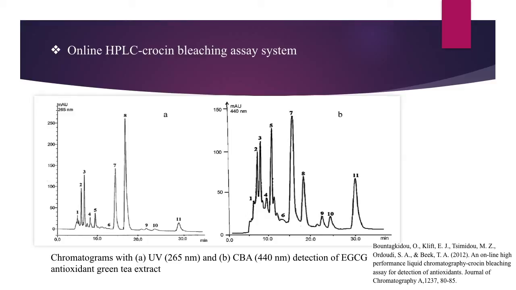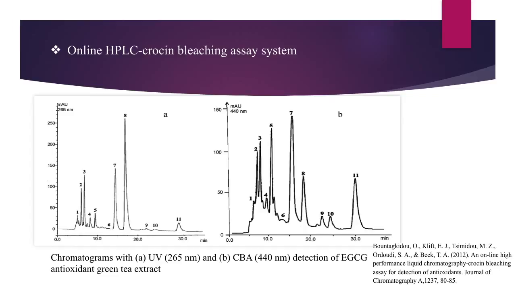In the CBA chromatogram on the right hand side, we can see peak 7, which is a very elevated peak, and this peak represents the detection of EGCG. However, on the left hand side in the UV chromatogram, peak 8 is elevated, which is the peak of epicatechin, which is also an antioxidant but not as potent as EGCG. Therefore, we can say that the sensitivity of the CBA chromatogram is important in determining the crocin bleaching as compared to other online assays.